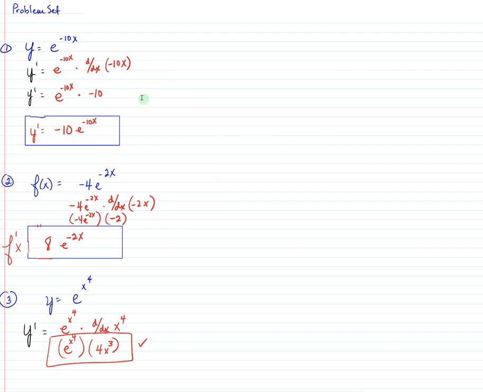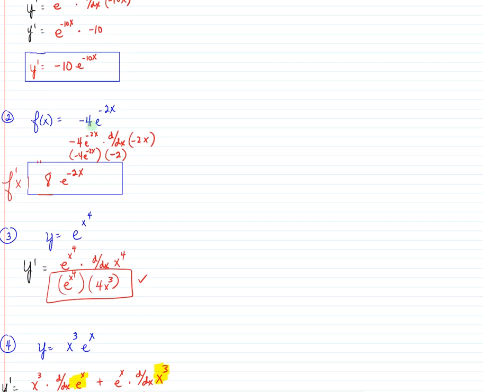All right, we've got 6 problems. Let's look at those. y equals e to the negative 10x. That's not a plain x, so we write the original and then have to multiply by the derivative of this exponent. This derivative is just negative 10. So we've got the original times negative 10. The negative 10 should go to the front, e to the negative 10x.